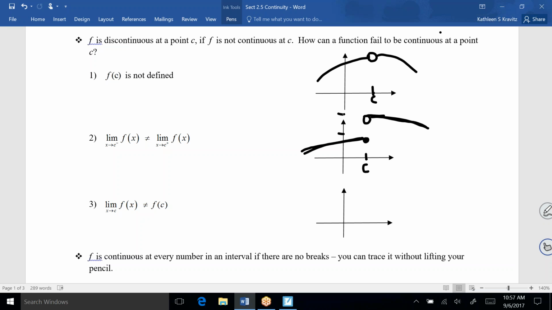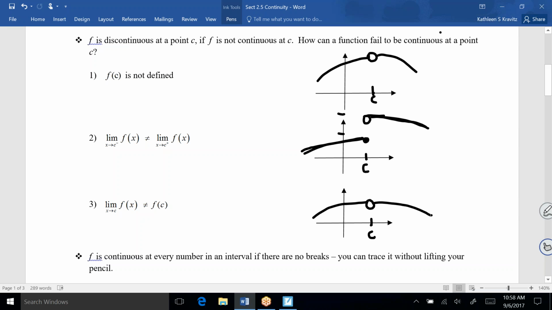The last way that a function can be discontinuous is if the limit as x approaches c of that function is not equal to the value of that function at c. So again, let's draw that one. So let's say we have c here, and let's put an open circle at c.